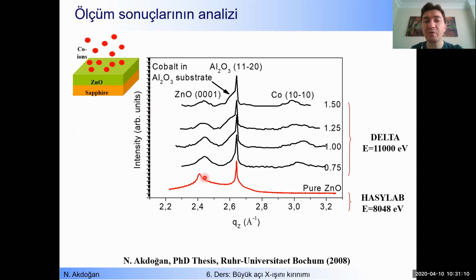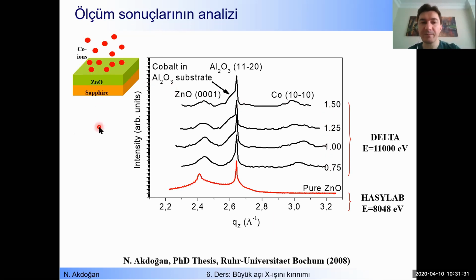So this was the pure one without implantation, so we don't have any cobalt here in that case. Then here you see numbers: 0.75, 1, 1.25, 1.5. These show that we increase the cobalt concentration within the material, okay?